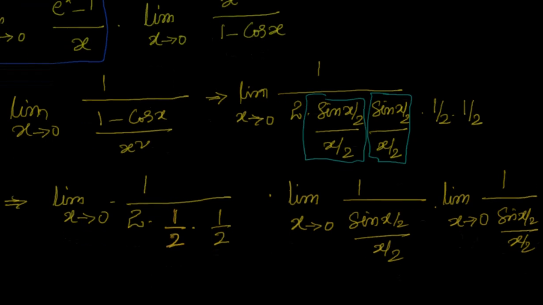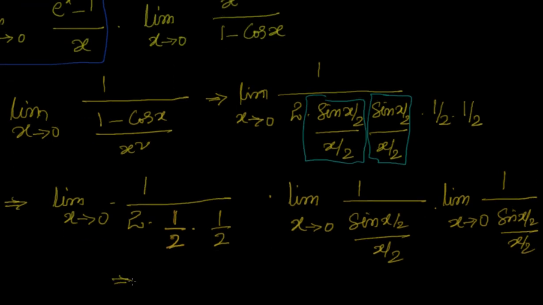Now this is pretty straightforward. So 2 will cancel, 1 by 1 by 2 is 2, and this whole thing is 1. The next one is also 1. So the answer will be equal to 2.